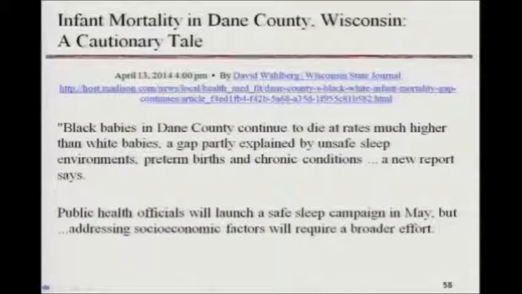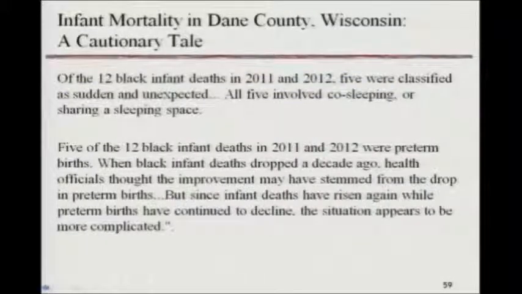Of course, now Wisconsin's part of Region 5 COIN, and the whole region is focusing on social determinants of health and safe sleep. Those are both our COIN priority areas. Some of the initial work thinking about safe sleep: of the 12 Black infant deaths in 2011 and 2012, 5 were classified as sudden and unexpected. All 5 involved co-sleeping or sharing a sleeping space. 5 of the 12 Black infant deaths in 2011 and 2012 were preterm births.